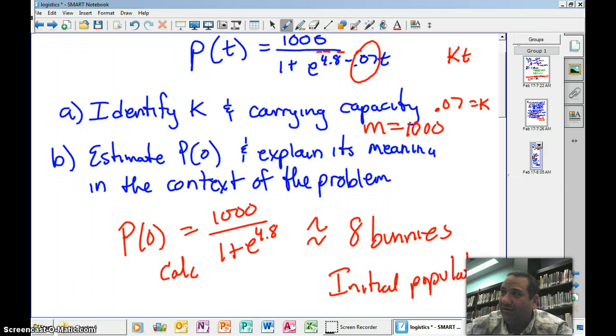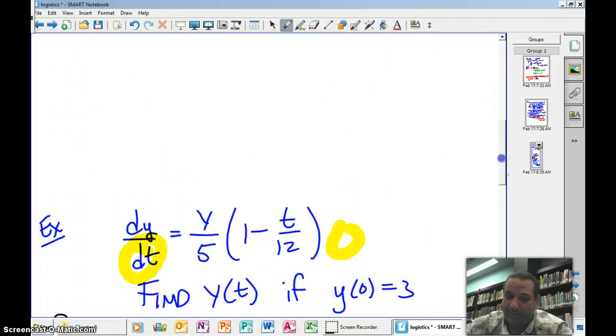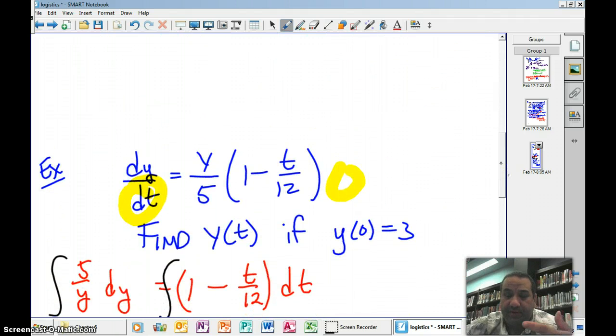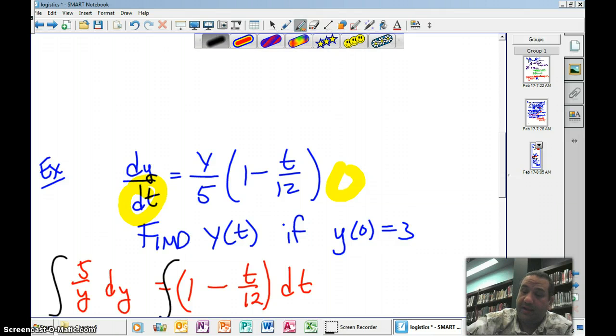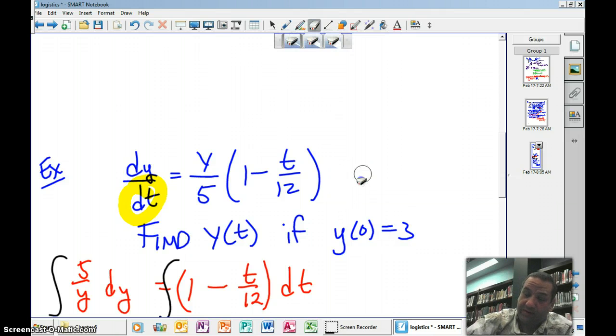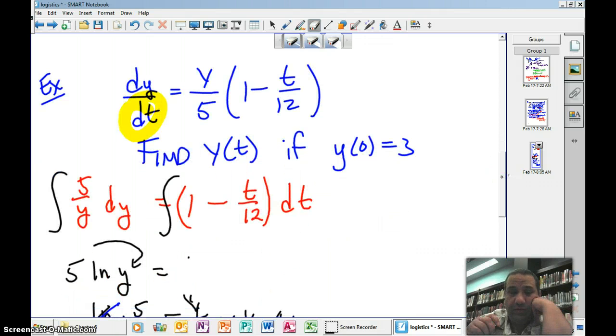All right. Anyway, something else we have here, and I have this problem as an example. It says, find y of t if y of 0 equals 3. Let's take care of this highlight. But let's find out what I do. I'm going to take dy and move this over here so it flips. So I'm going to flip y and 5 and put it on the dy side. I'm going to take dt and put it on this side and then integrate both sides.